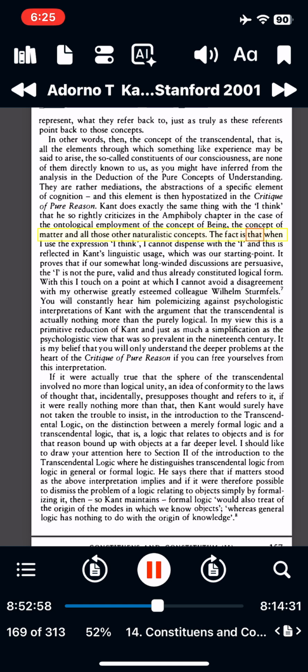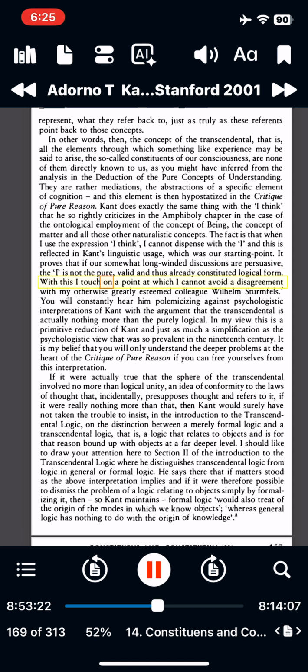The fact is that when I use the expression I think, I cannot dispense with the I, and this is reflected in Kant's linguistic usage, which was our starting point. It proves that if our somewhat long-winded discussions are persuasive, the I is not the pure, valid and thus already constituted logical form.